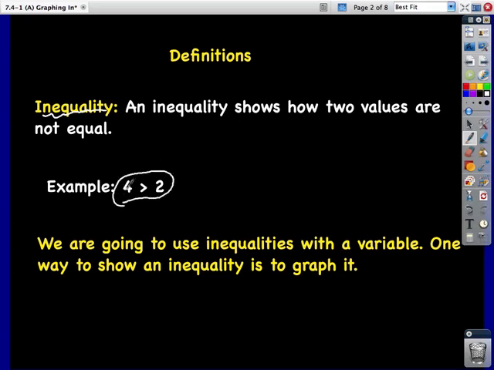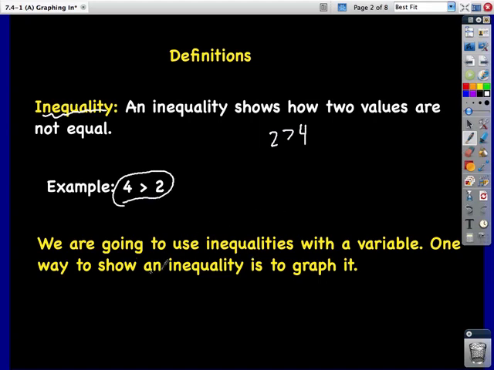This means 4 is greater than 2. And we know that's a true statement, a true inequality. But if I said that 2 was greater than 4, we know that would be a false inequality. But we're going to look at inequalities that actually have a variable, just like we've been looking at equations with variables and solving for those. We're going to try to get an idea of how we can represent inequalities visually with a variable.